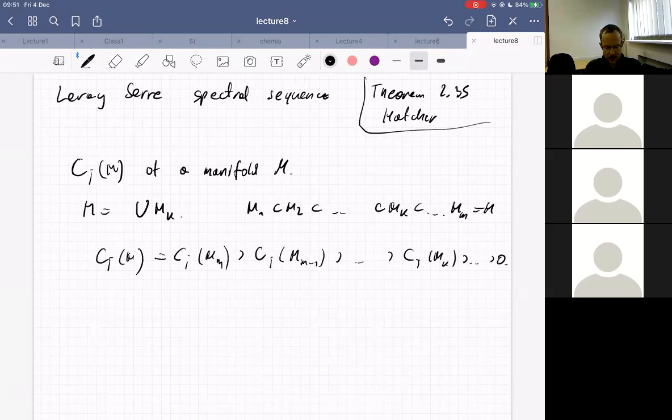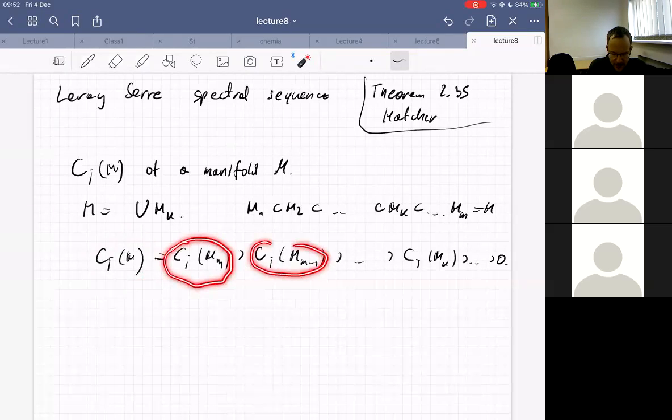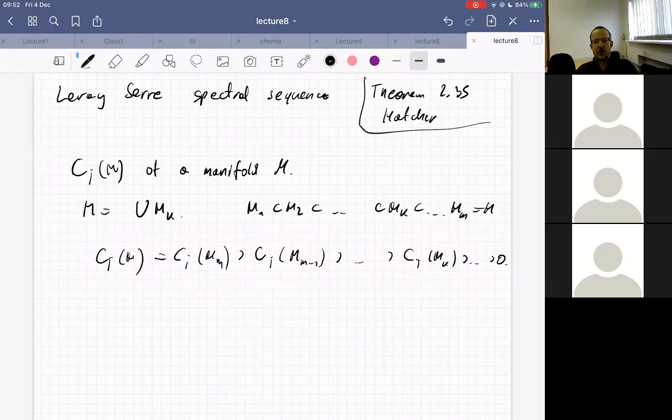All right. So this is like you have a map, and we have a descending sequence of subspaces of your chain complex C_j of M. And now you can work with cellular homology. You can work with CW complex homology. You can work with any homology, basically any homology theory you want.